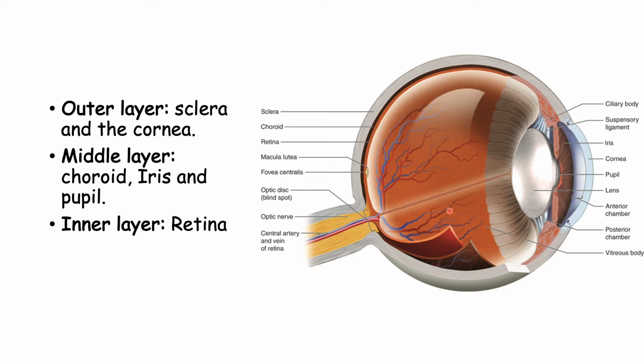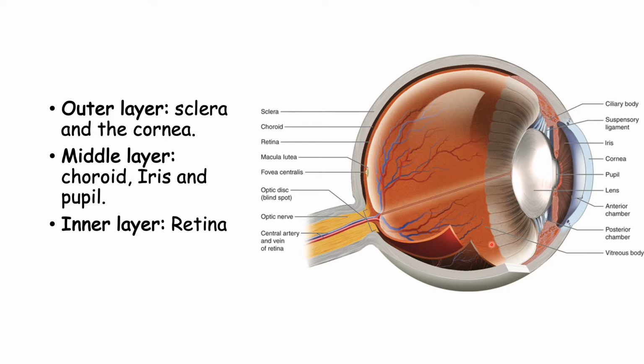Then there's the middle layer, which is made up of the choroid, which is this vascular area that you can see here. Also the iris, which is made up of two important muscles that we'll talk about in a second. The iris is what gives the person the color of their eyes. And also the pupil, which is the hole in the middle of the iris that lets light pass through.